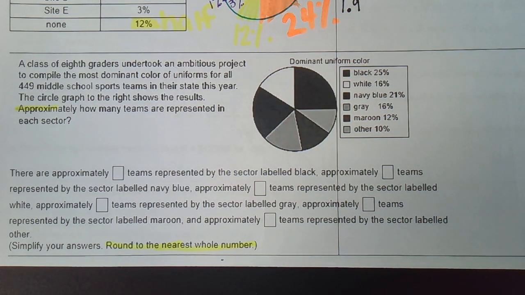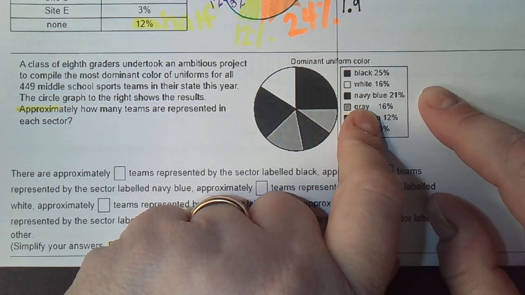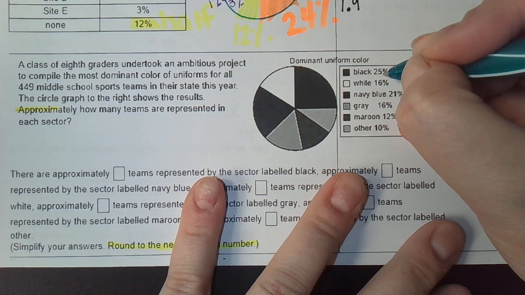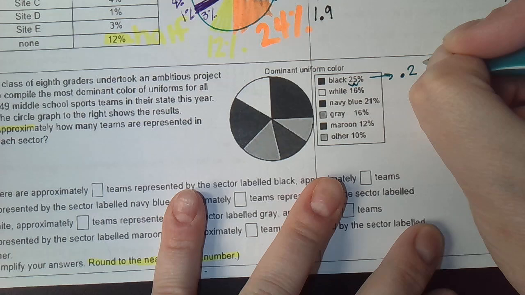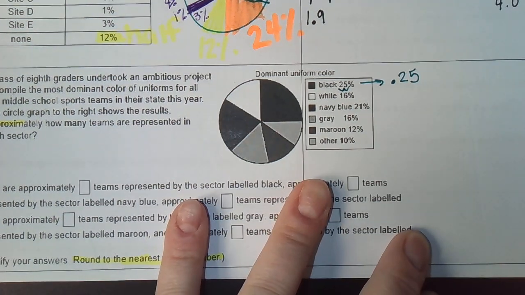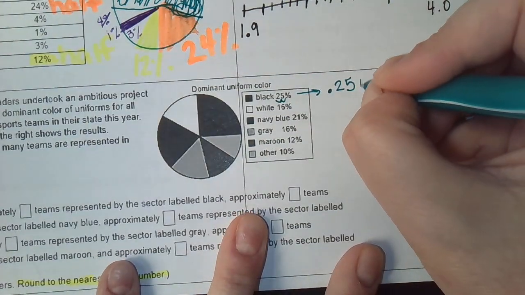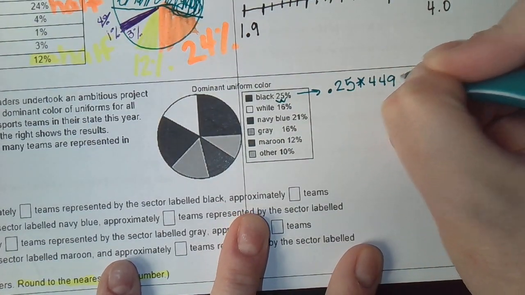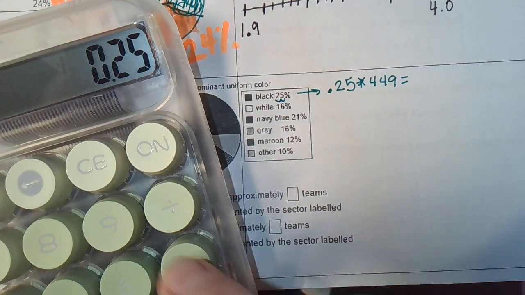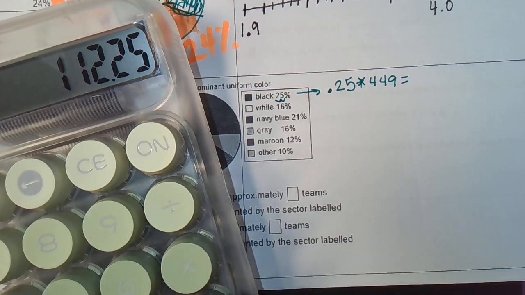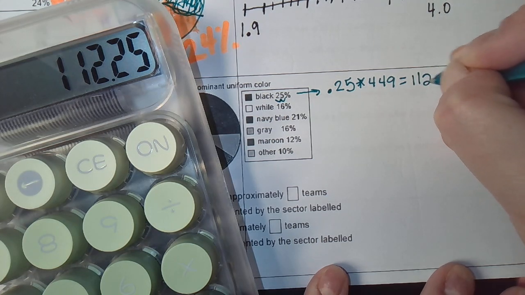Okay, now to figure out how many teams out of the 449 there are, we're going to take these decimals and move them twice to the left. So this 25% is going to become 0.25. And then we're going to multiply that by 449 to figure out how many teams had black uniforms. So 0.25 times 449 is 112.25, but we round down to 112.